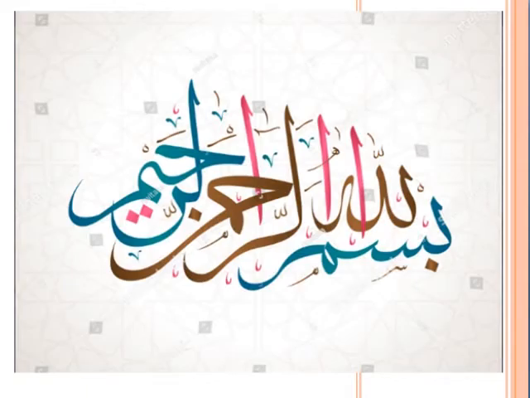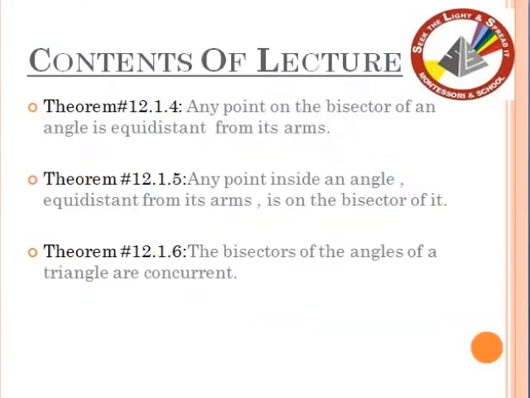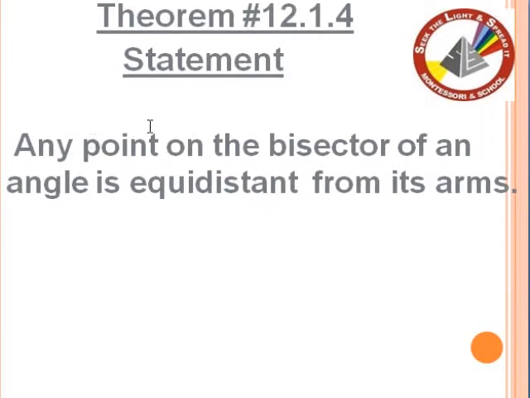We are discussing chapter number 12 these days. Chapter number 12 is about line bisectors and angle bisectors. In this session, we will cover theorem number 12.1.4, theorem number 12.1.5, and theorem number 12.1.6. Let's start today's lecture with theorem number 12.1.4. First of all, we will see the statement of the theorem.